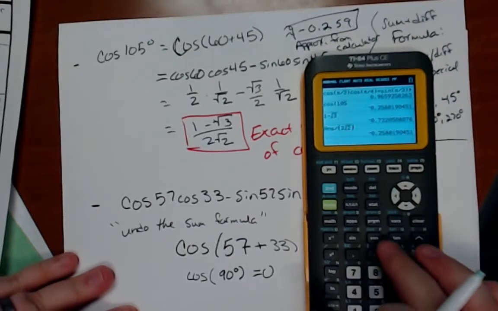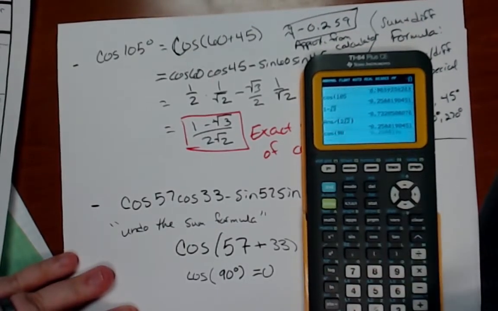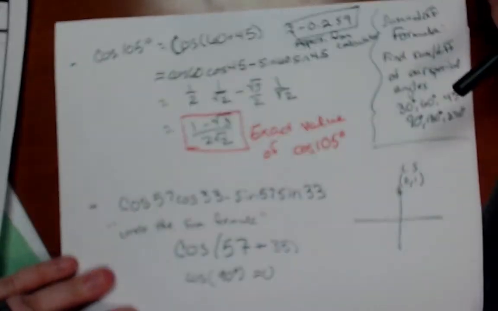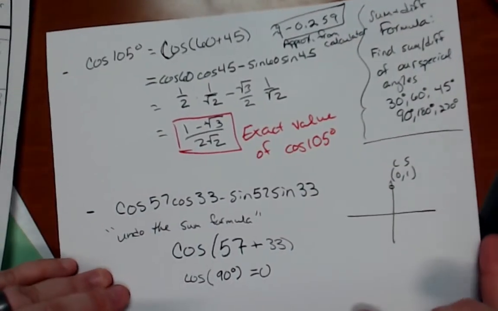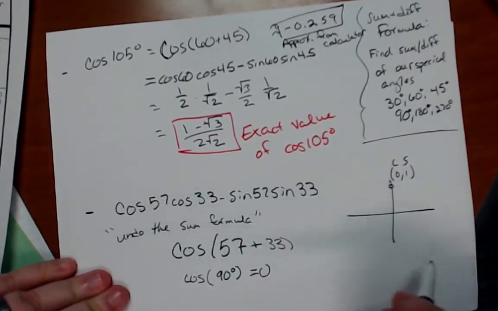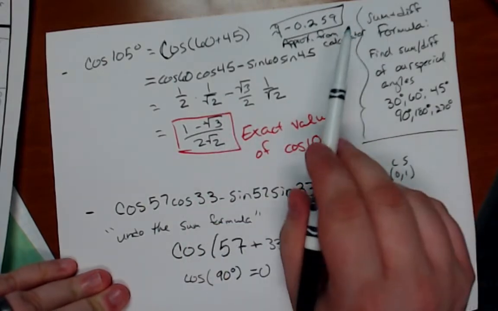Cosine of 90 is 0. We confirm that with our calculator. Cosine of 90 is, in fact, 0. And so we can work both directions with our cosine formula.